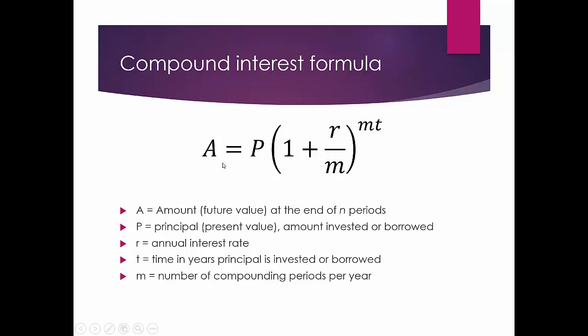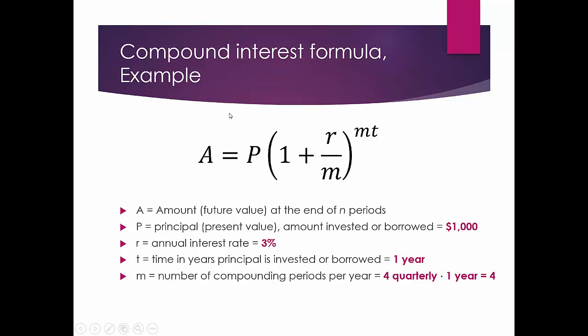A is still the amount at the end of the loan. P is still the principal. Some call it present value, the amount invested or borrowed. R is still your interest rate. T is still your time in years. But now this M is the number of times it's compounded a year. So something like a credit card, typically you pay interest every month, and thus this value would be 12 if it's compounded every month. Look at an example.